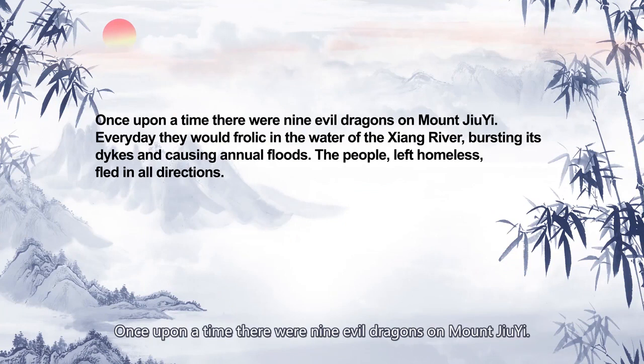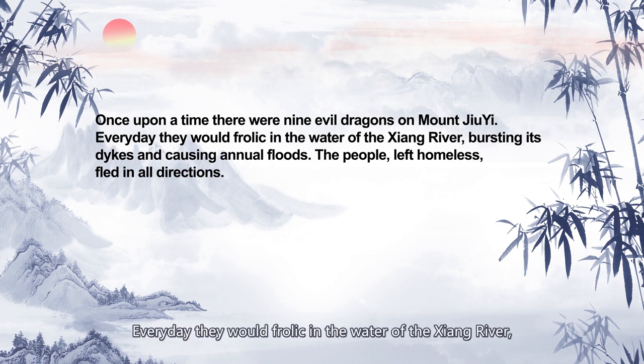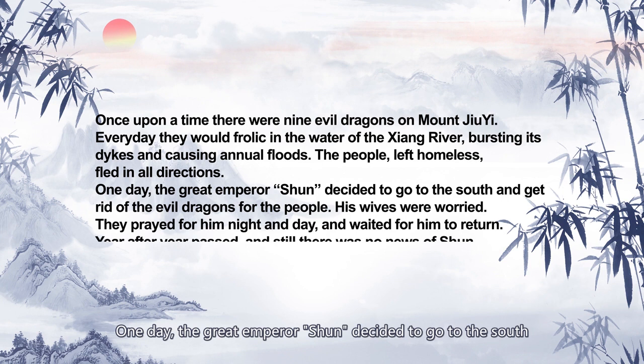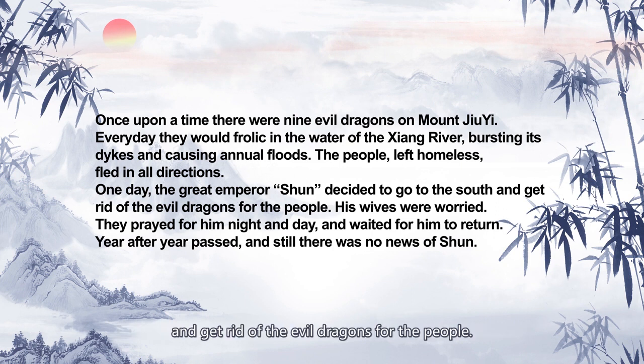Once upon a time, there were 9 evil dragons on Mount Jiuyi. Every day, they would frolic in the water of the Xiang River, bursting its dikes and causing annual floods. The people, left homeless, fled in all directions. One day, the great Emperor Shun decided to go to the south and get rid of the evil dragons for the people. His wives were worried. They prayed for him night and day and waited for him to return.